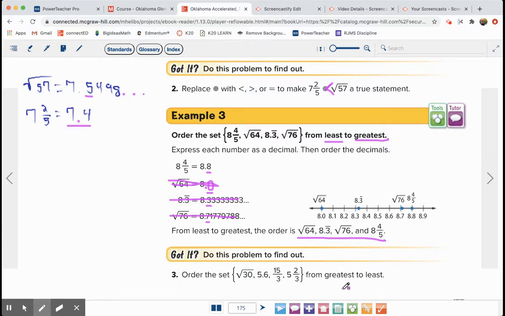So I want you to try problem number 3. I know these take a little more time. You're going to put these in order. The square root of 30, 5.6, 15/3, and 5 2/3. This time from greatest to least.